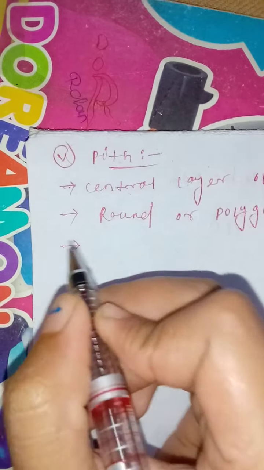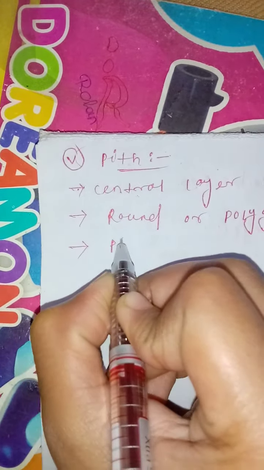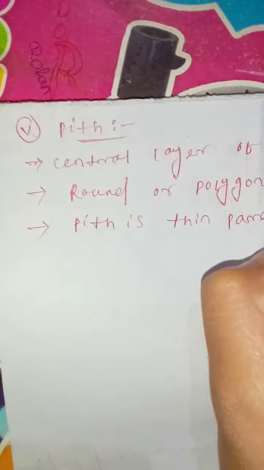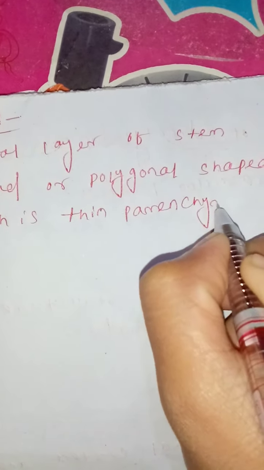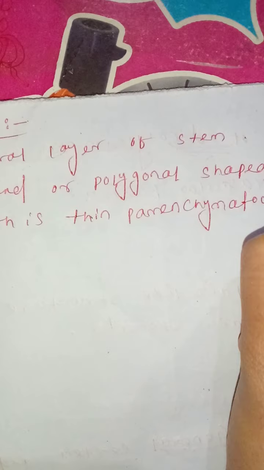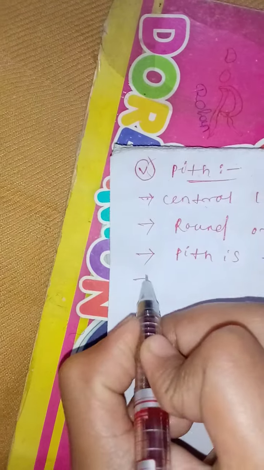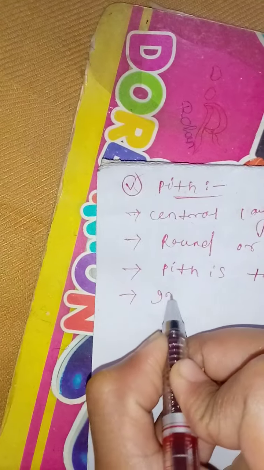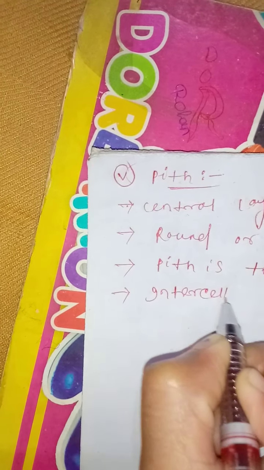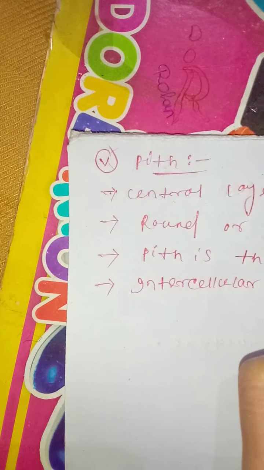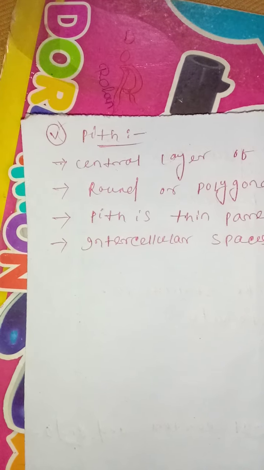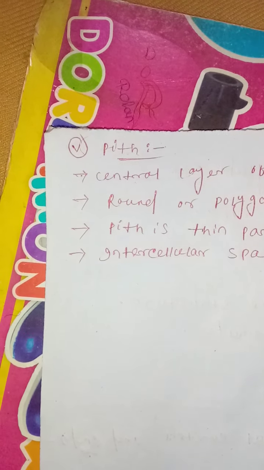Pith is thin parenchymatous tissue. And also pith contains intercellular spaces. These are all about anatomy of dicotyledon stem.